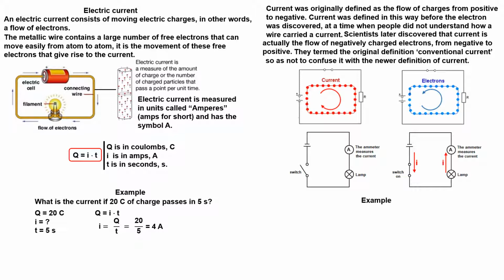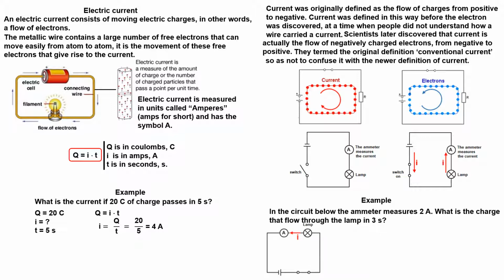Example. In the circuit below, the ammeter measures 2 amps. What is the charge that flows through the lamp in 3 seconds? Take the formula and substitute the values given in the question. Charge is 6 coulombs.